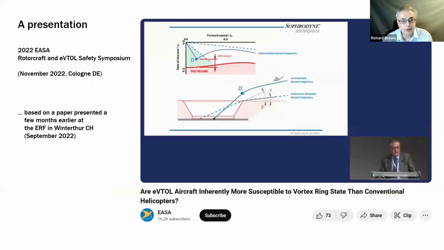Now, coincidentally, I just presented a paper a few months earlier at the European Rotorcraft Forum in September 2022. And I got the chance then to present this work again. It was all about vortex ring state in the context of these new EASA proposals. And I did that at the Rotorcraft and eVTOL Safety Symposium, November 22 in Cologne in Germany. And you can have a look at that presentation, if you like, on YouTube, where it's there in all its glory.